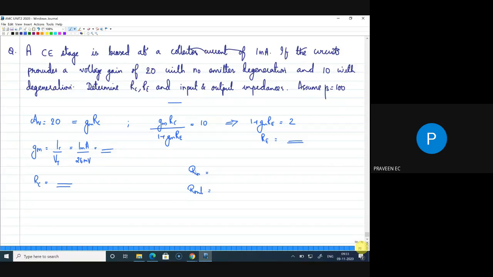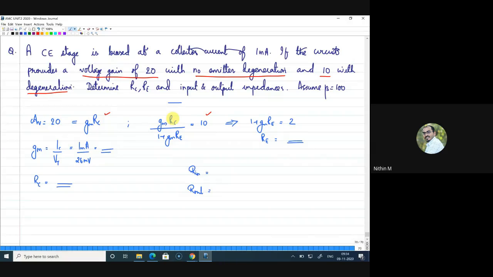Excuse me, sir. Yes. Sir, how did you get 1 plus GM RE is equal to 2? Okay, so see, in the question it is given that the voltage gain is 20 with no emitter degeneration and the voltage gain is 10 with the degeneration. So I wrote this equation: GM RC is given as 20, GM RC by 1 plus GM RE is given as 10. Okay, sir. So since GM RC is 20, 20 by 10 is 1 plus GM RE. Is it clear?